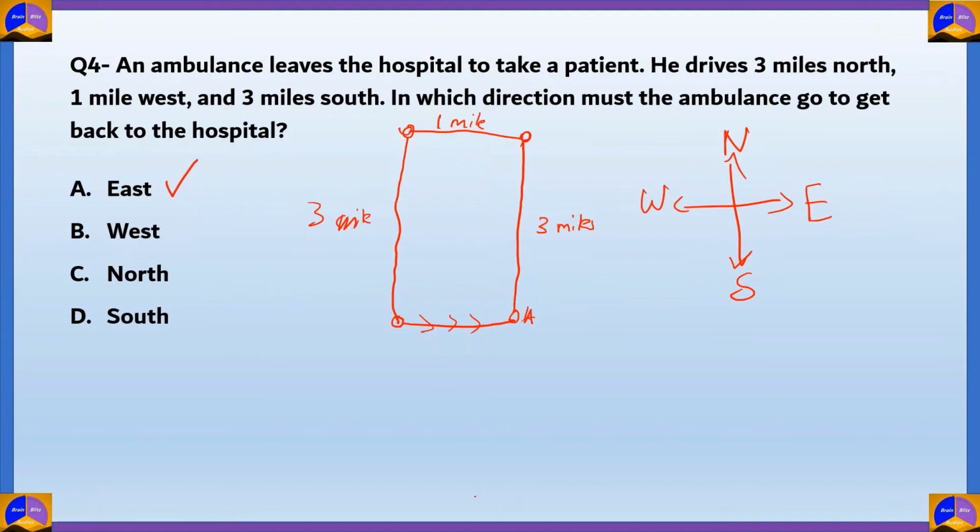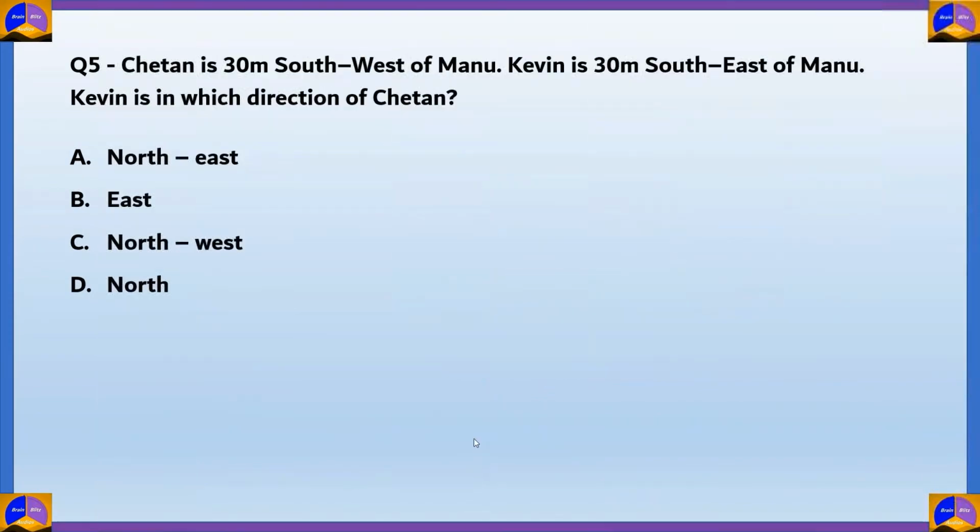Let's go to the next question. Question number 5. Chetan is 30 meters southwest of Manu. Kevin is 30 meters southeast of Manu. Kevin is in which direction of Chetan? Option A, northeast. Option B, east. Option C, northwest. Option D, north.